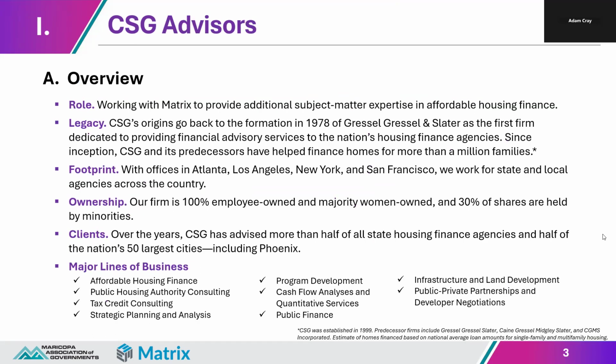So initially, as I mentioned, our role is working with Matrix to provide additional subject matter expertise on affordable housing finance. CSG was founded in 1978 as the first financial advisory firm in the nation dedicated to serving the nation's housing finance agencies. Our footprint is pretty wide across the country. We have offices in Atlanta, Los Angeles, New York, and San Francisco, and we serve agencies all over the U.S. In terms of ownership, our firm is 100% employee owned, majority women owned, and 30% of shares are held by minorities.